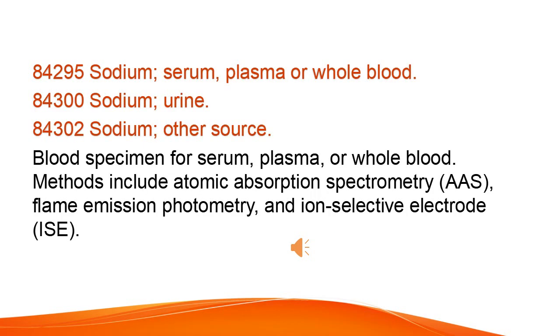Sodium, serum, plasma, or whole blood. Sodium, urine. Sodium, other source. Blood specimen for serum, plasma, or whole blood. Methods include atomic absorption spectrometry, AAS, flame emission photometry, and ion selective electrode, ISE.